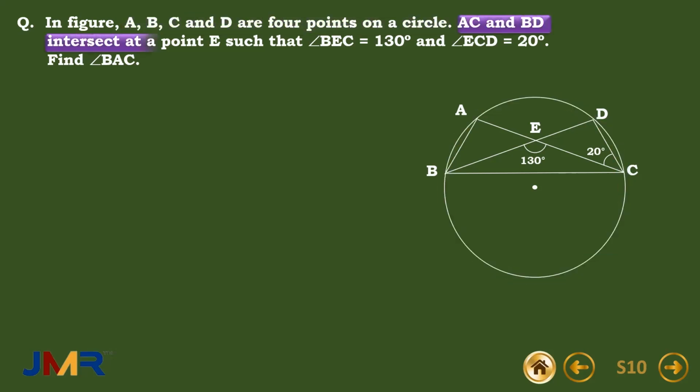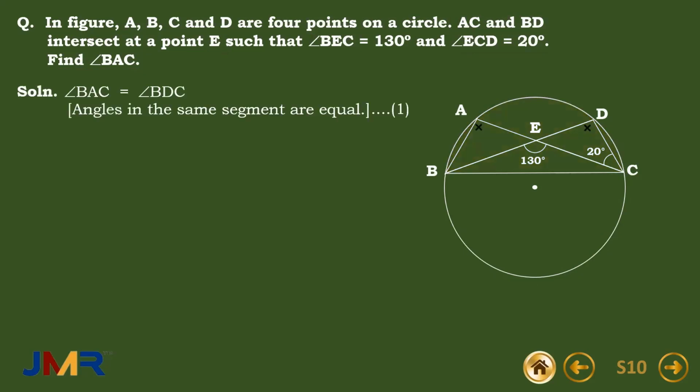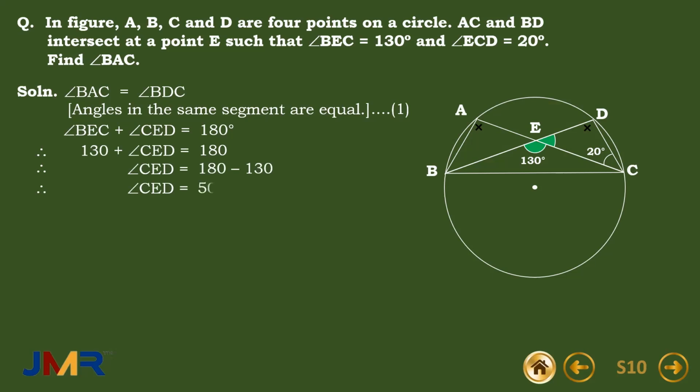See, angle BAC is equal to angle BDC. Why? Because angles in the same segment are equal. Now, let us see. Angle BAC plus angle CED is equal to 180 degrees. Why? Linear pair. So 130 plus angle CED is equal to 180 degrees. So angle CED is equal to 50 degrees.